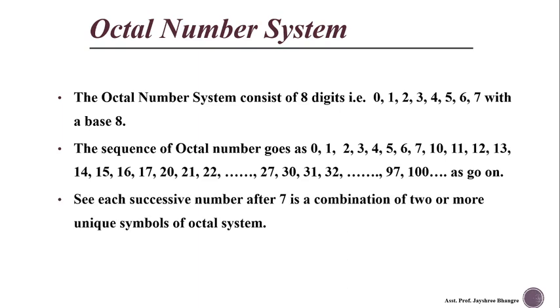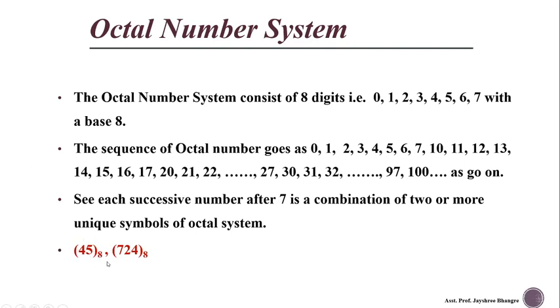So see, each successive number after 7 is a combination of 2 or more unique symbols of the octal number system. Whatever symbols or digits are available in this number system, we are combining those, 2 or more digits, to represent the numbers. So these octal numbers can be represented like this.